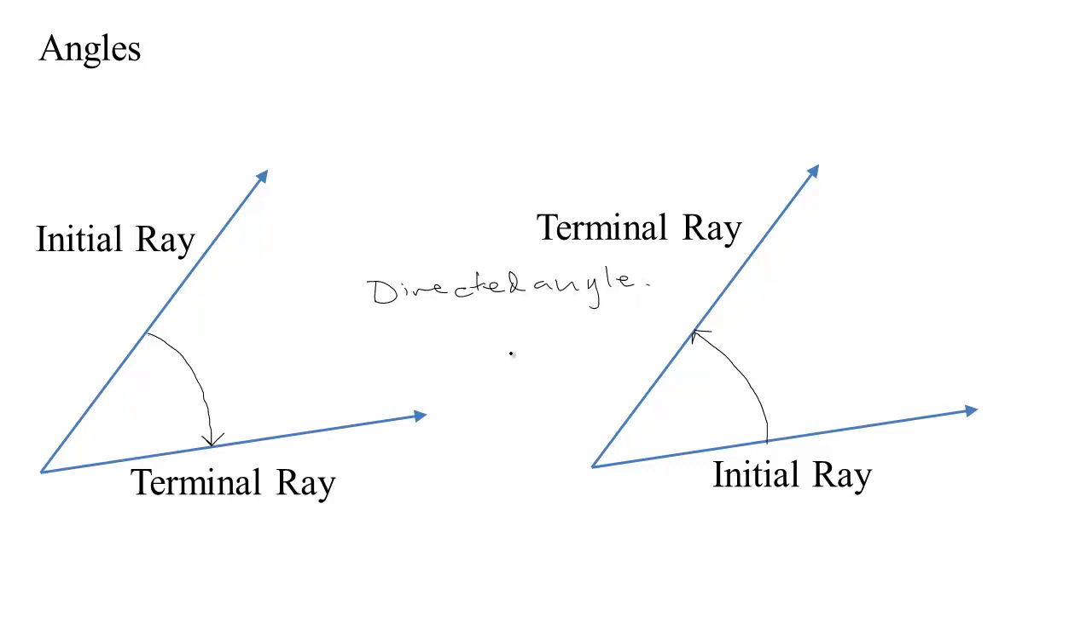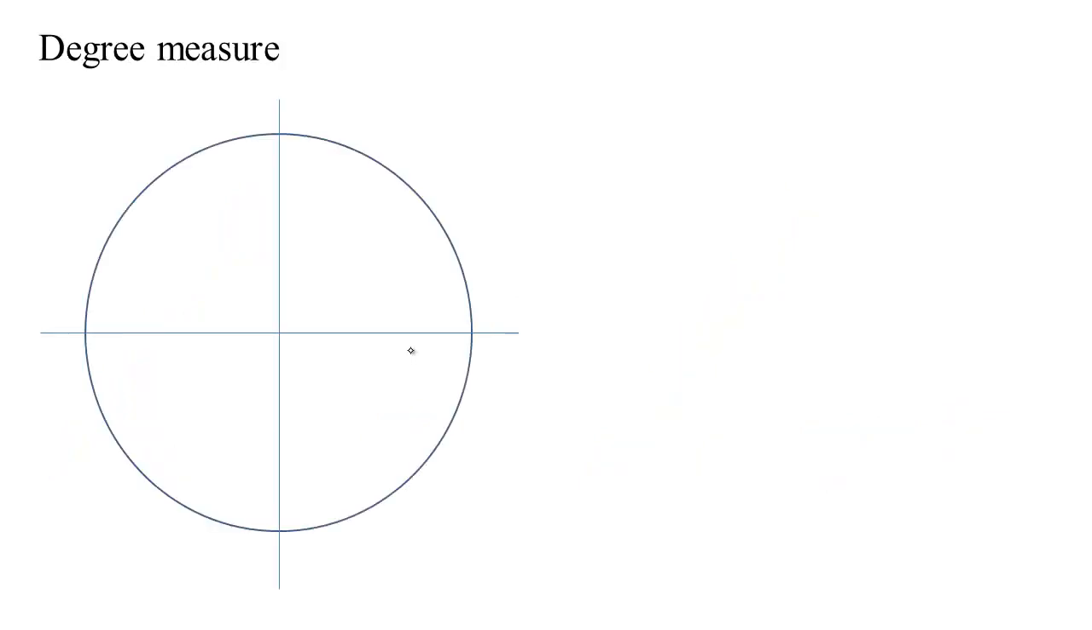Now, to measure an angle, usually what we do is we put the initial ray along the positive x-axis. So if we do that, we're putting the angle into what's called standard position. So with our initial ray this way, with our vertex there at the origin. To measure an angle, one method is to use 360 degrees. So you just break the circle up into 360 equal parts.